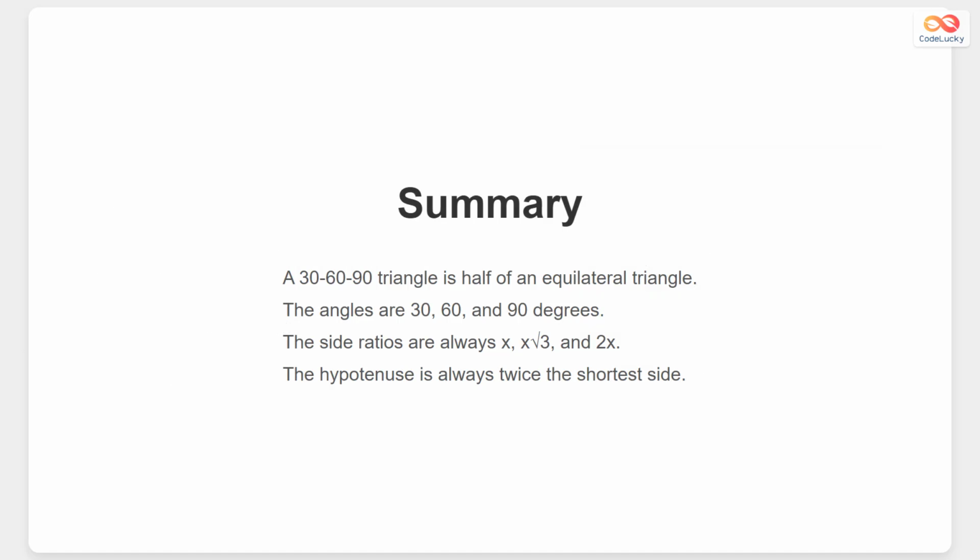To summarize, a 30-60-90 triangle is exactly half of an equilateral triangle. Its angles are 30, 60, and 90 degrees. The sides always follow the ratio of x, x times the square root of 3, and 2x, making it easy to find the lengths of the sides if you know just one.